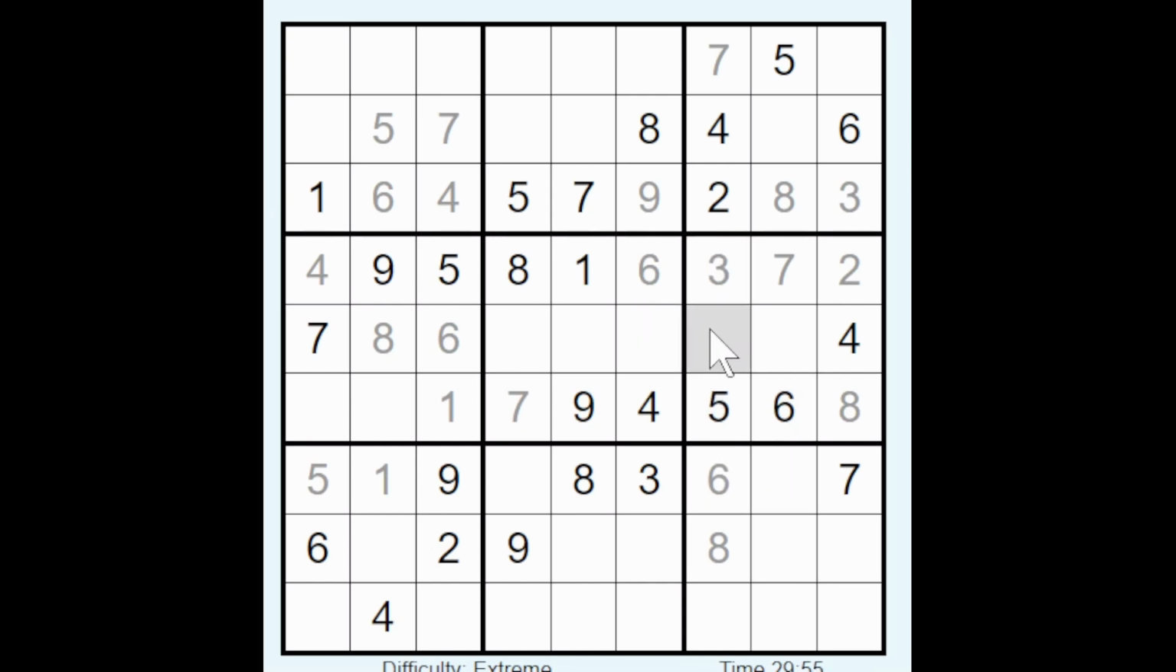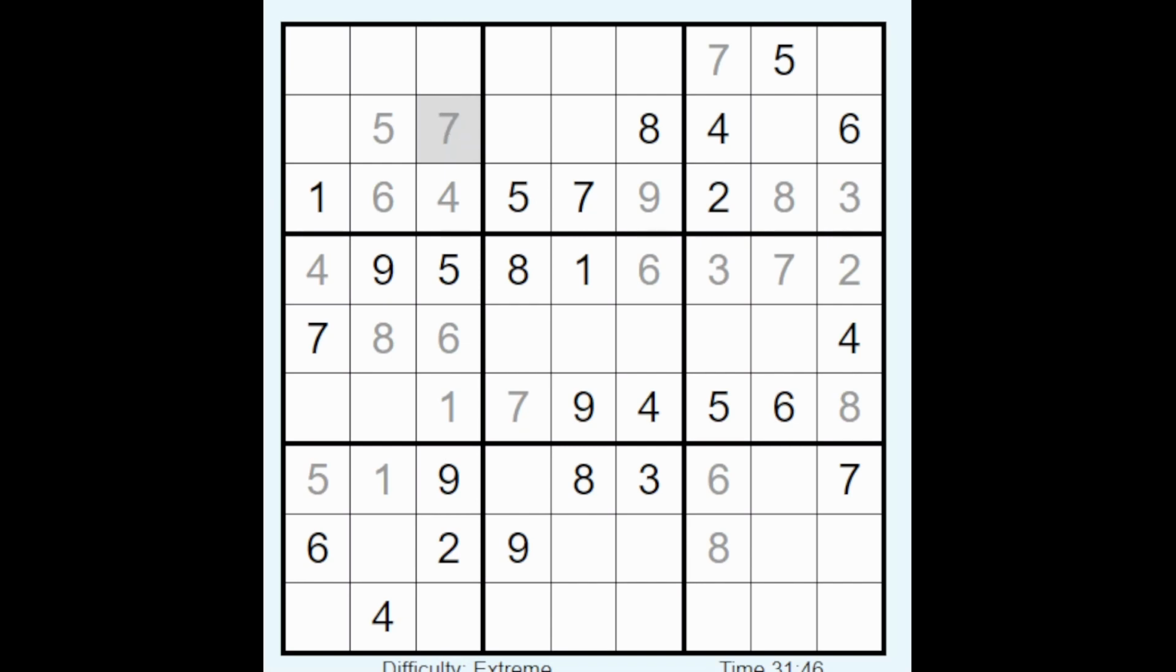Now this is a 1 or a 9. This is a 1 or a 9. This is a 1 or a 9. And therefore this cannot be a 1 or a 9 because then we would have a unique rectangle problem and the grid would have more than one possible solution, which is a no-no.